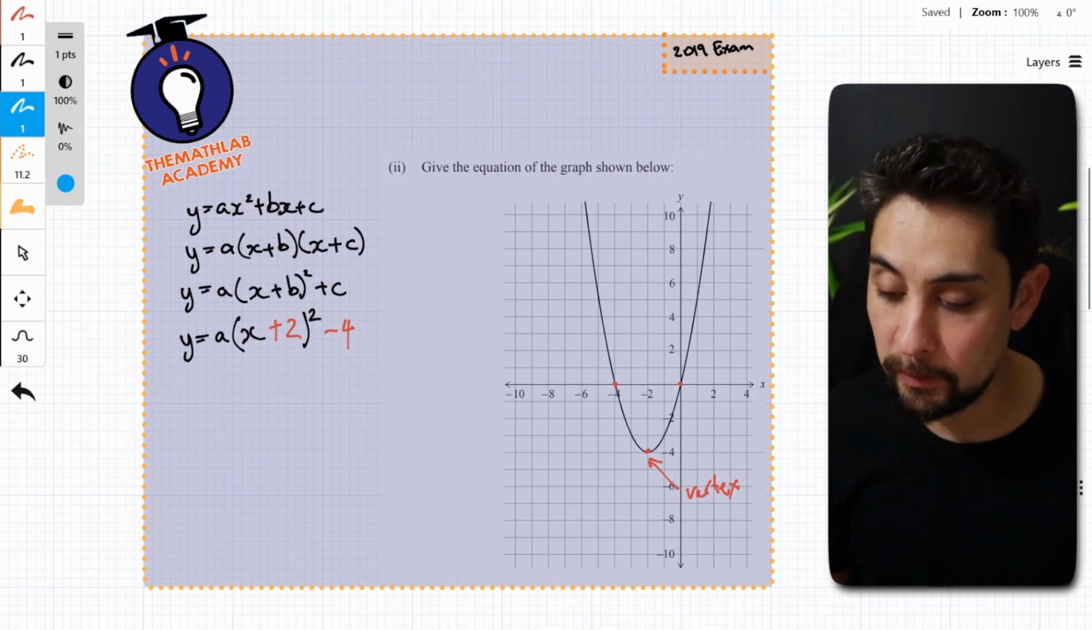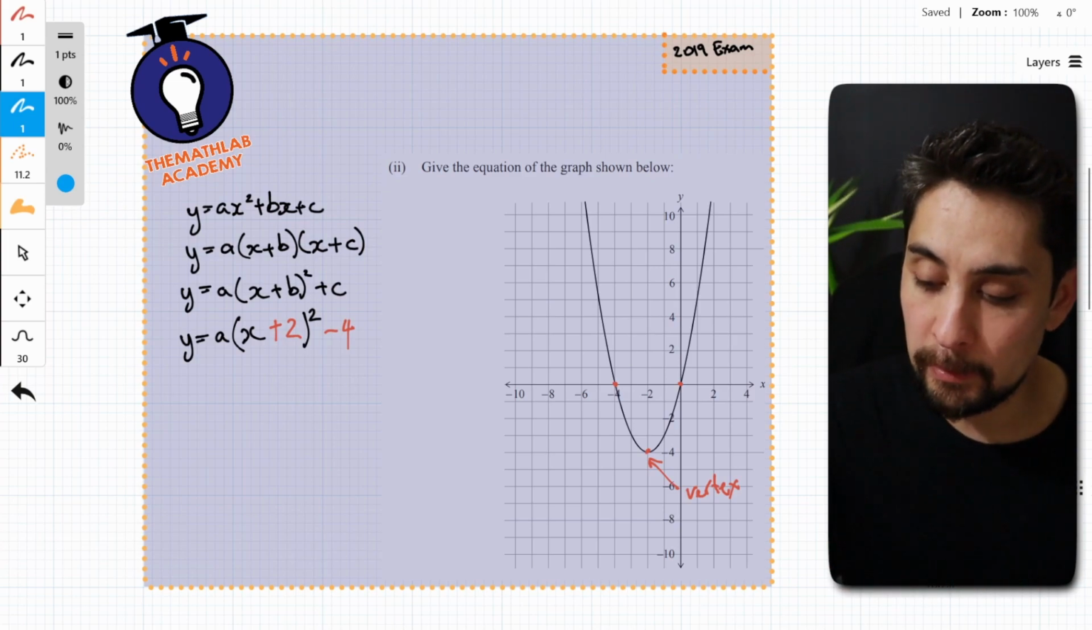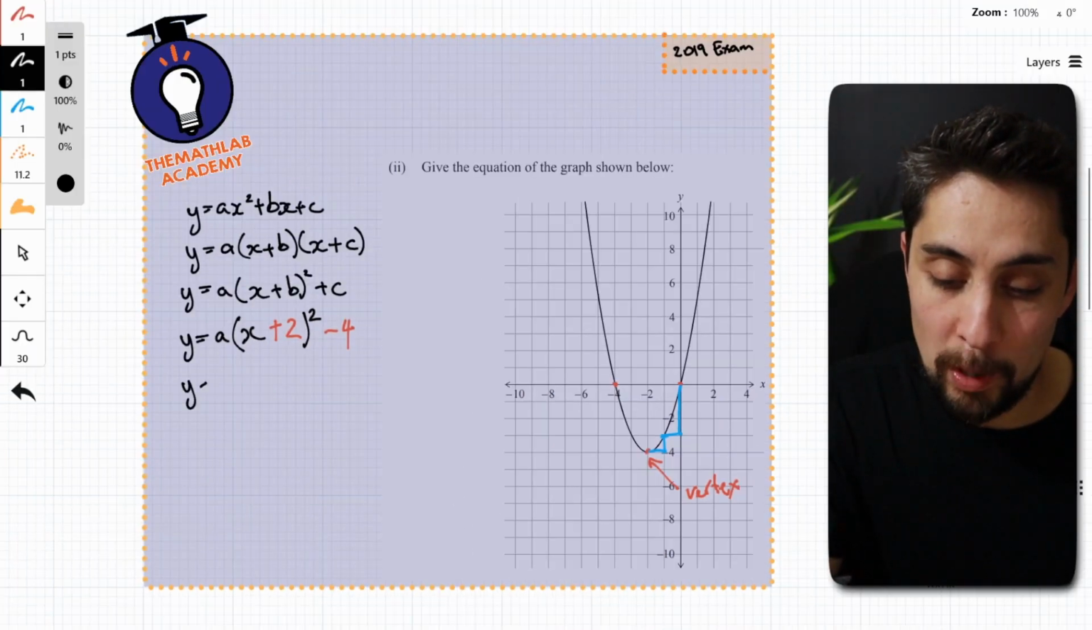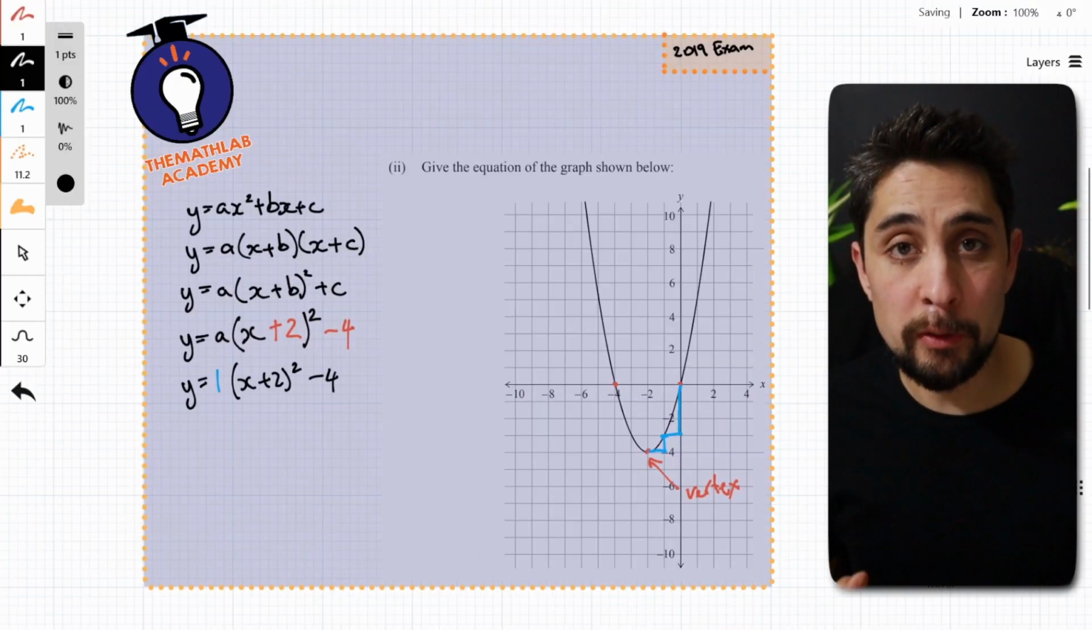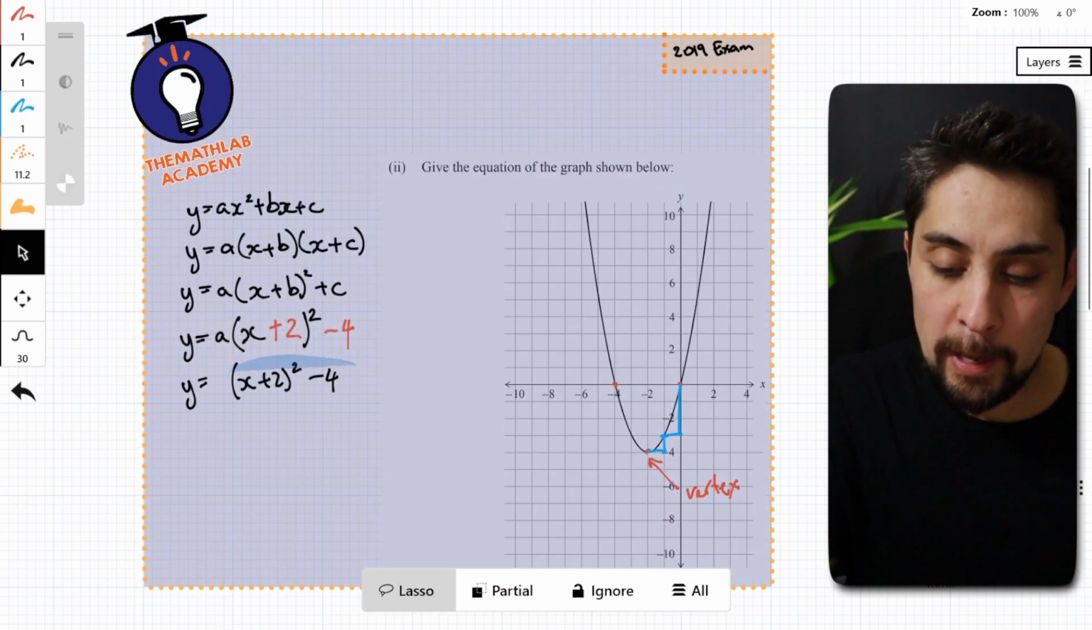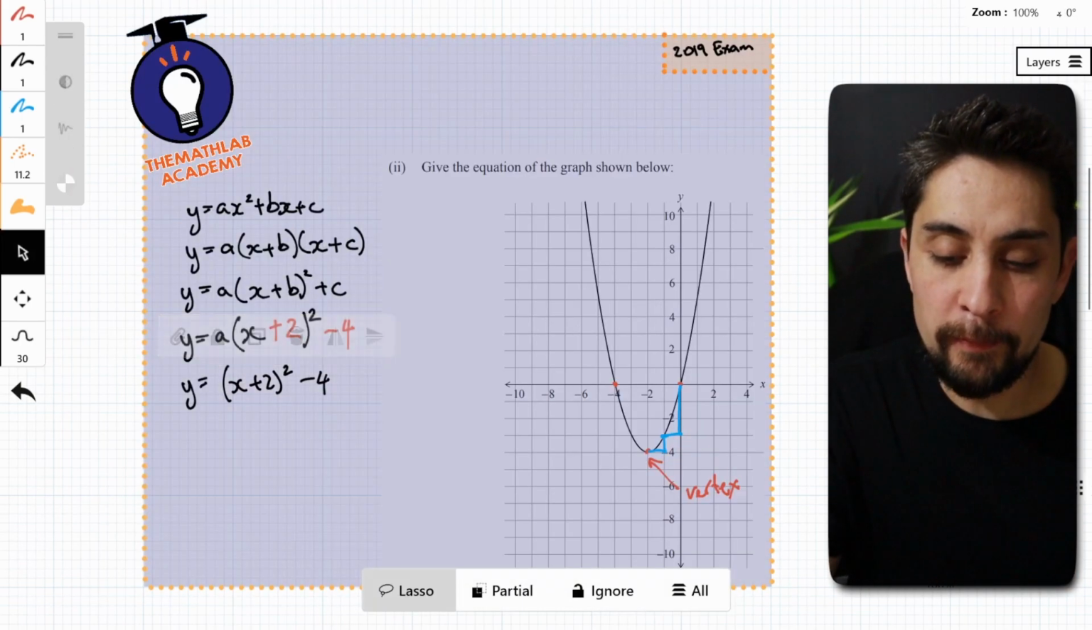Now there's multiple ways of doing this. First way is by patterns. If we take a look at the graph, if we go across one and up one, and we end up back on the graph, then we have a good idea that maybe that a value is a 1. If we go across 1 and up 3, we should again end up back on the graph. Across 1 and up 3, we do end up on the graph, so that a value is 1. Now usually we don't write ones when we're multiplying them, so we're just going to go ahead and delete that, and that is our final equation.